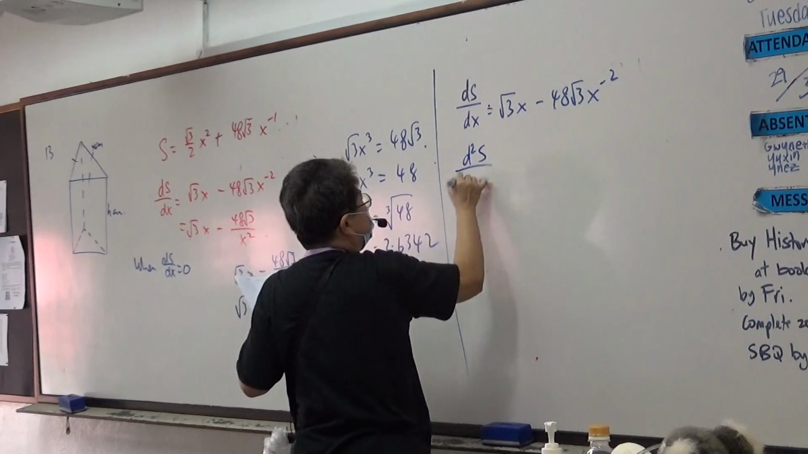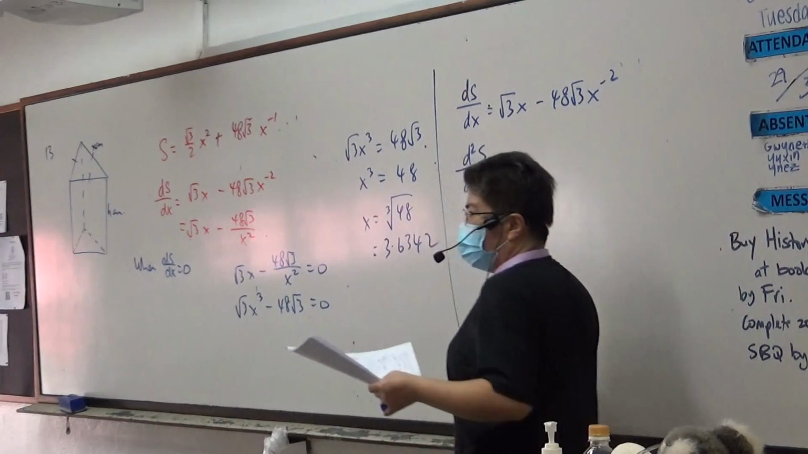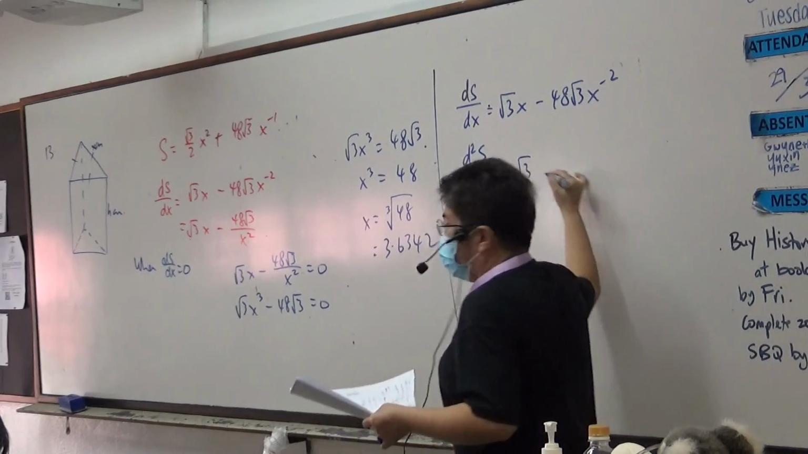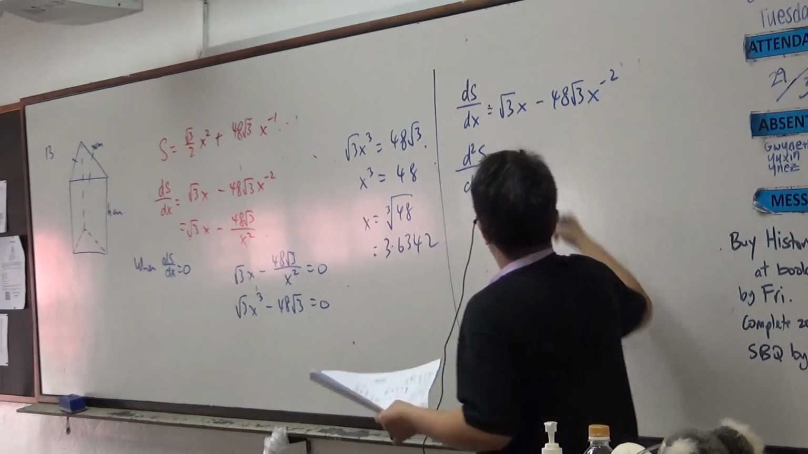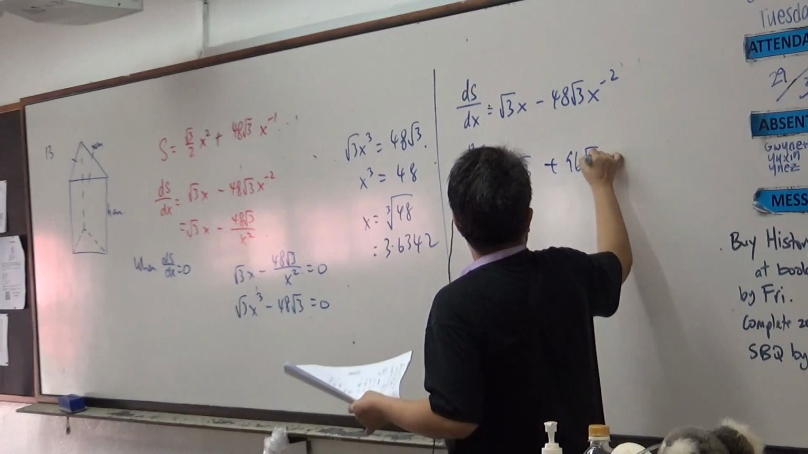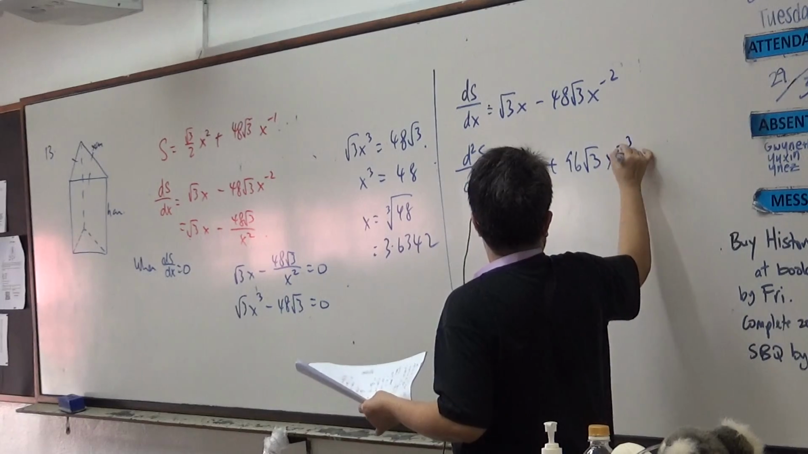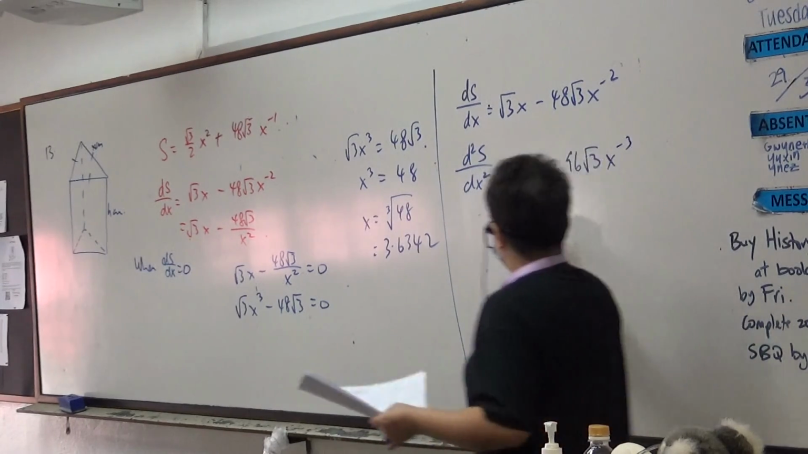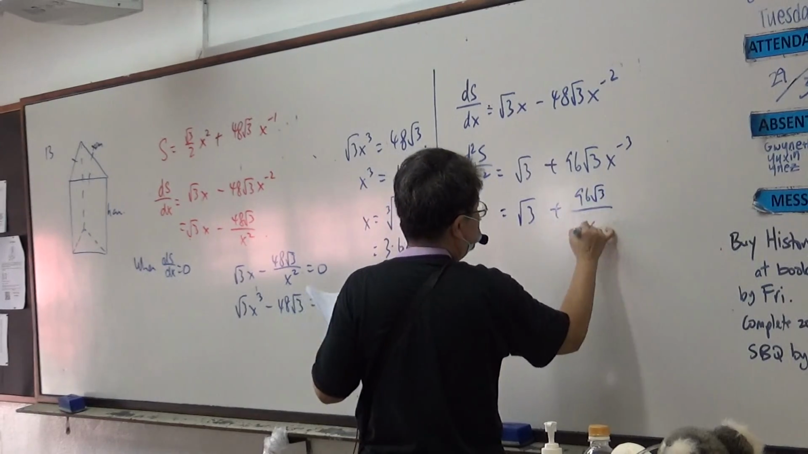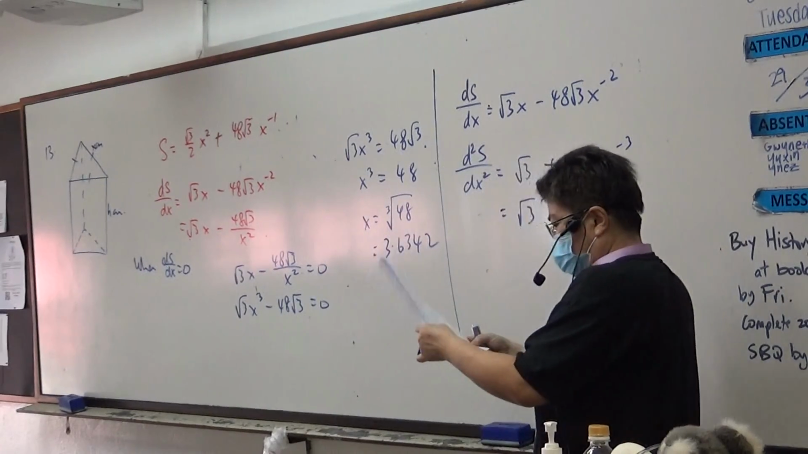What is d²s/dx squared? All of you tell me, what does it give me? First one, just root 3, right? Then what? Last one. 96 root 3 x to the minus 3, right? So I'll get root 3 plus 96 root 3 over x cubed.